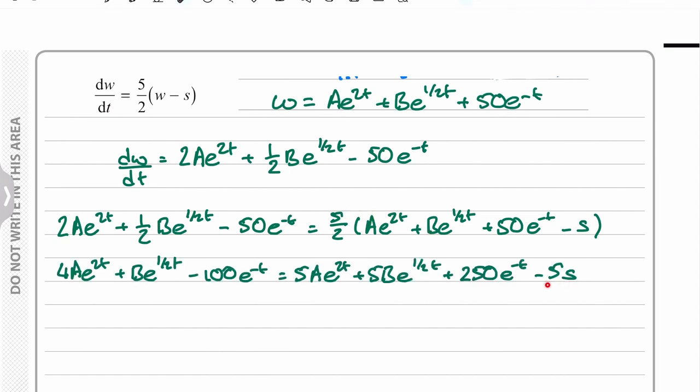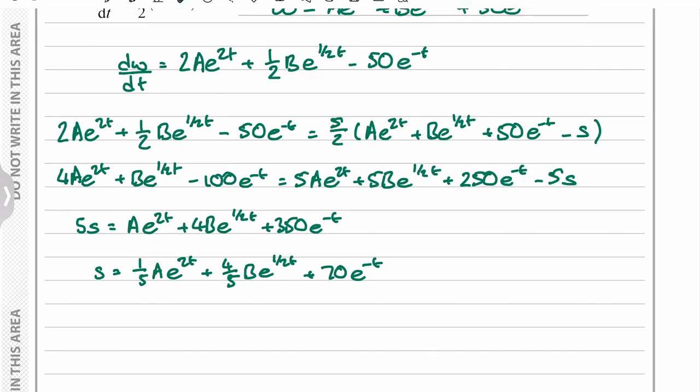And then to make this S the subject, we'll move this over to the left-hand side to make it positive, and we'll move all of these terms over to the right-hand side and collect the like terms. And now we just need to divide both sides by 5 to cancel this out. And this will give us our equation for S.